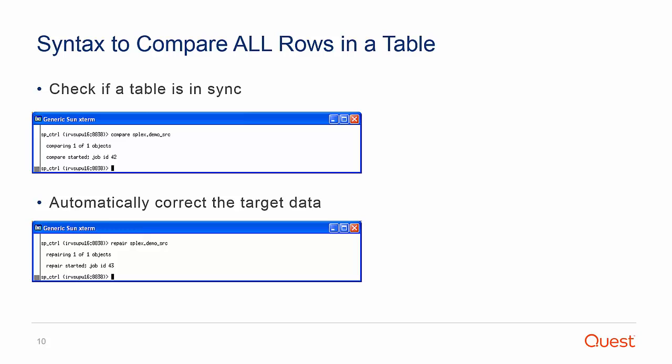Compare is always run on the source database server in sp_ctrl. The syntax is compare source_schema_name.source_table_name. If you want to automatically correct the target data, issue the repair command. The syntax is repair source_schema_name.source_table_name. For versions 7.5 and below, the syntax is slightly different, where you would spell out the target information. Please refer to the appropriate reference guide for correct syntax.